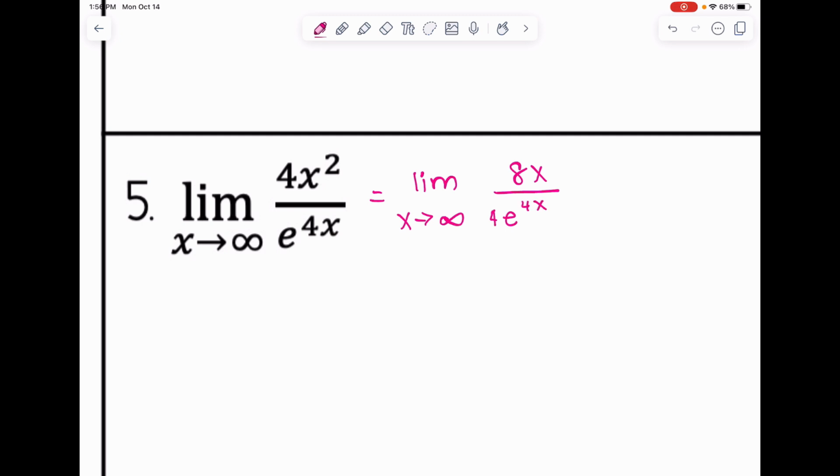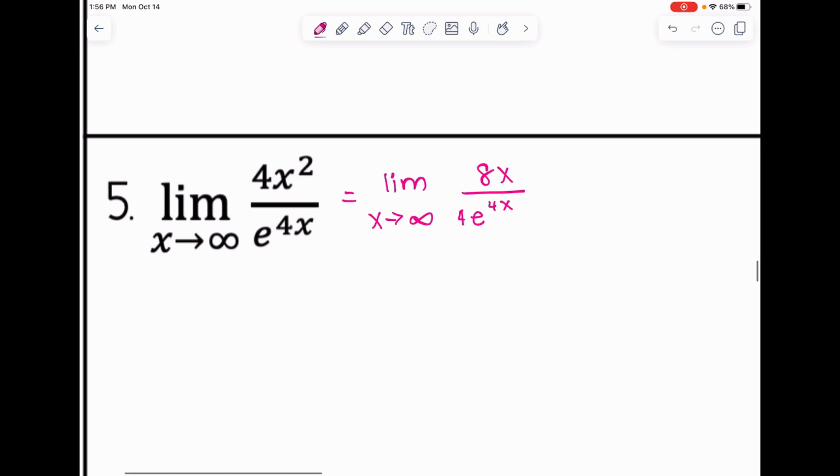Let's say I plug infinity in here, though, and I evaluate. That would give me 8 times infinity, which is infinity, over 4 times e to the 4 times infinity. I'm still getting infinity here. So what that tells us is we have to repeat this process. So I'm going to use L'Hopital's rule again because I got another indeterminate form.